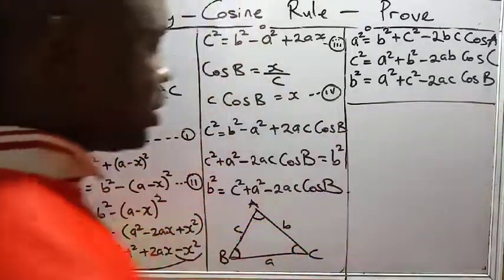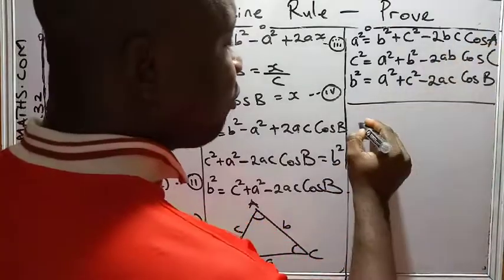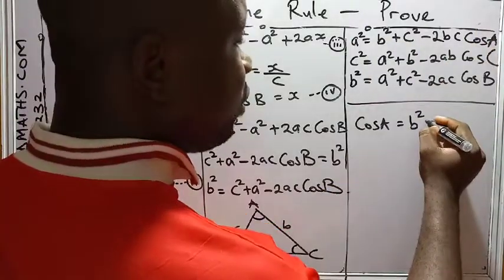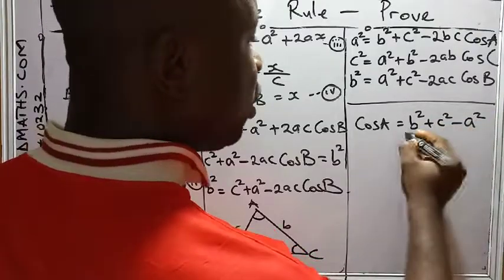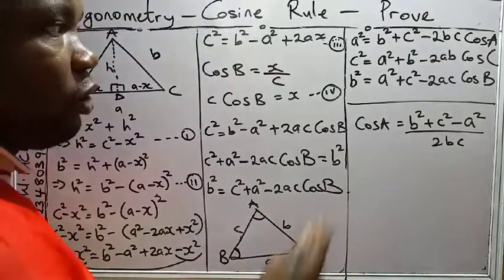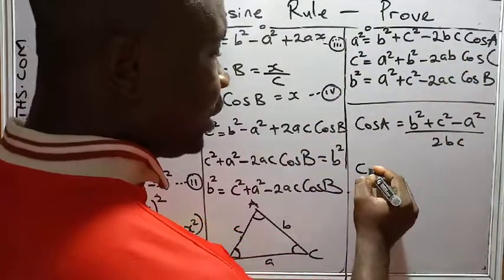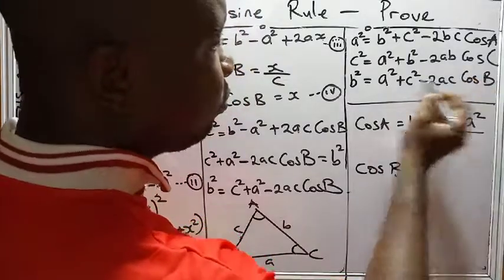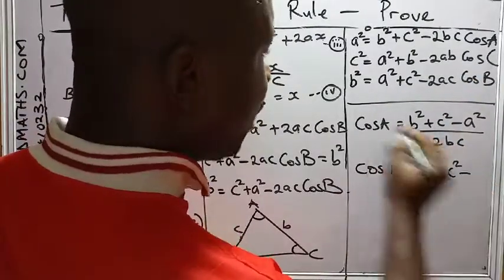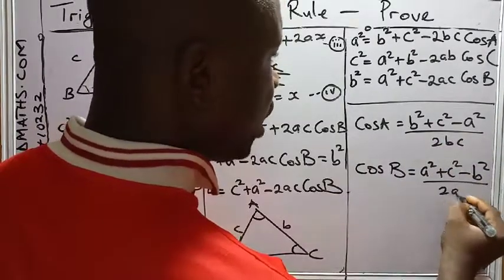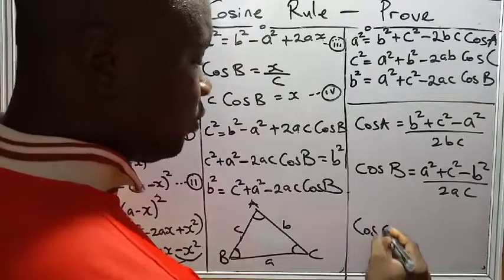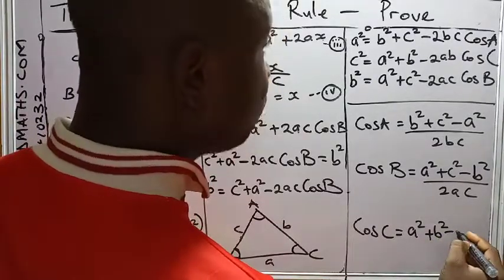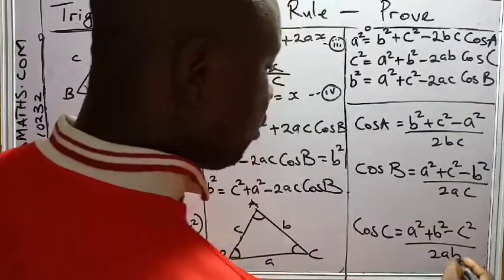If you arrange this, let's assume that you're looking for an angle, just rearrange this. If you're looking for the angle, cos A will give you b squared plus c squared minus a squared all over 2bc. Now if you arrange the same thing, cos B will give us a squared plus c squared minus b squared over 2ac. And cos C will give you a squared plus b squared minus c squared all over 2ab.